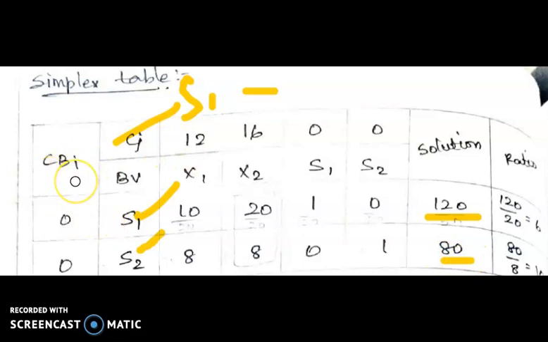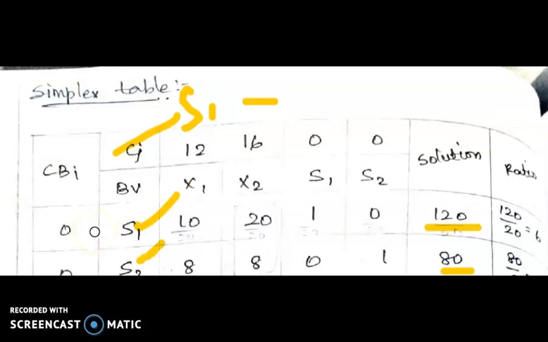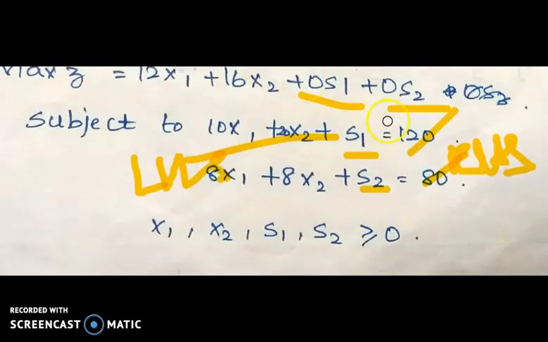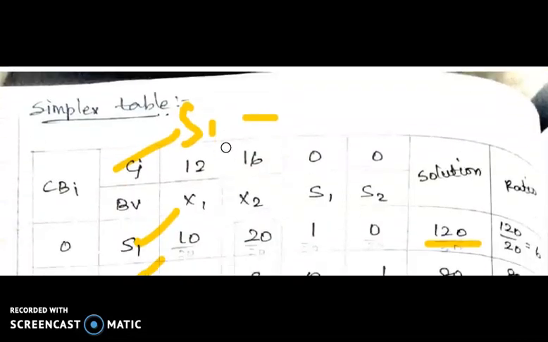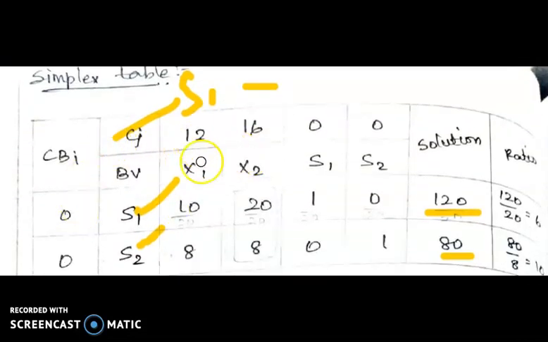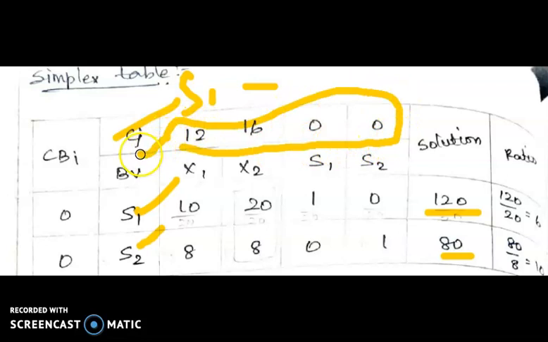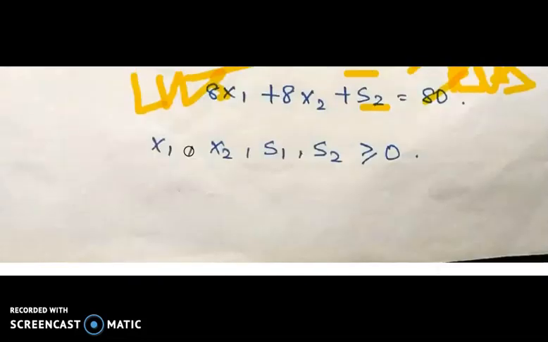And this is Cb, the coefficient of the basic variables. We take these from the objective function. The coefficient of the slack variables will be 0, while the coefficients of x1 and x2 are 12 and 16. In the simplex table, the Cj values should be the objective function's values: 12, 16, 0, 0.